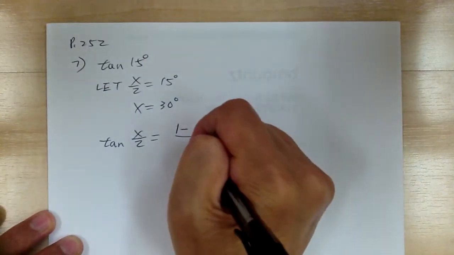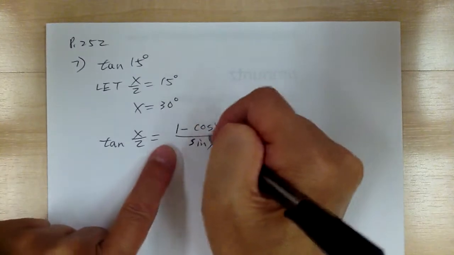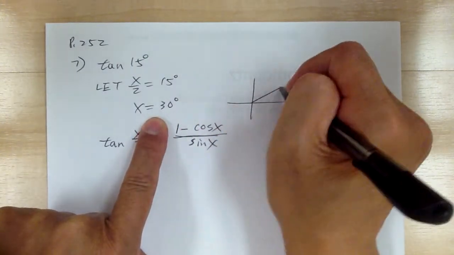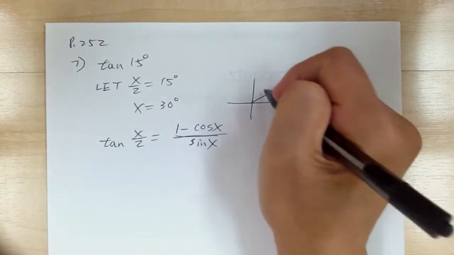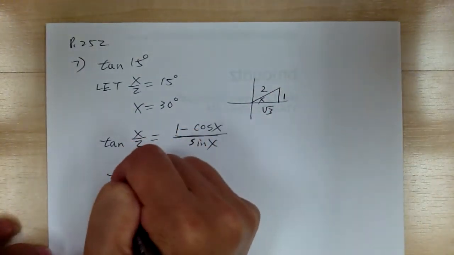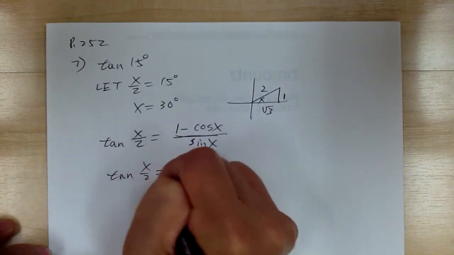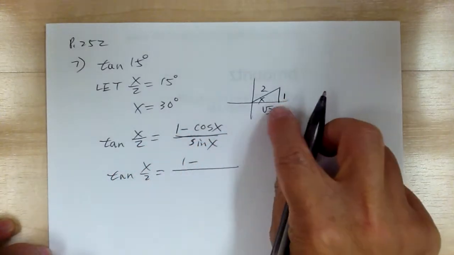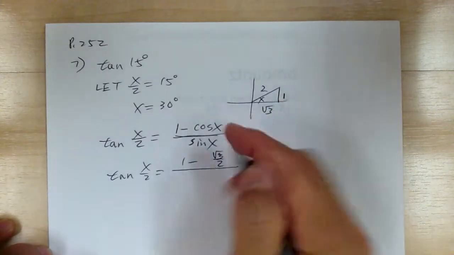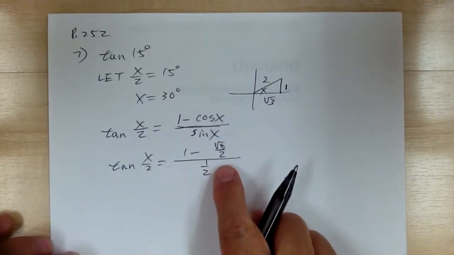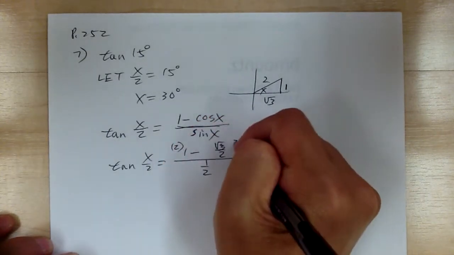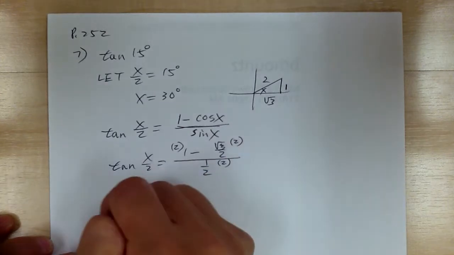Okay. So this one, you just go and draw your triangle based on, I see x is 30 degrees. So if you draw that, that's your 1, 2, square root of 3, that's your x. So tangent of x over 2 is equal to 1 minus cosine, which is square root of 3 over 2. Sine is 1 over 2. Again, complex fraction, so multiply everything by the common denominator. Multiply by 2, multiply by 2, multiply by 2.